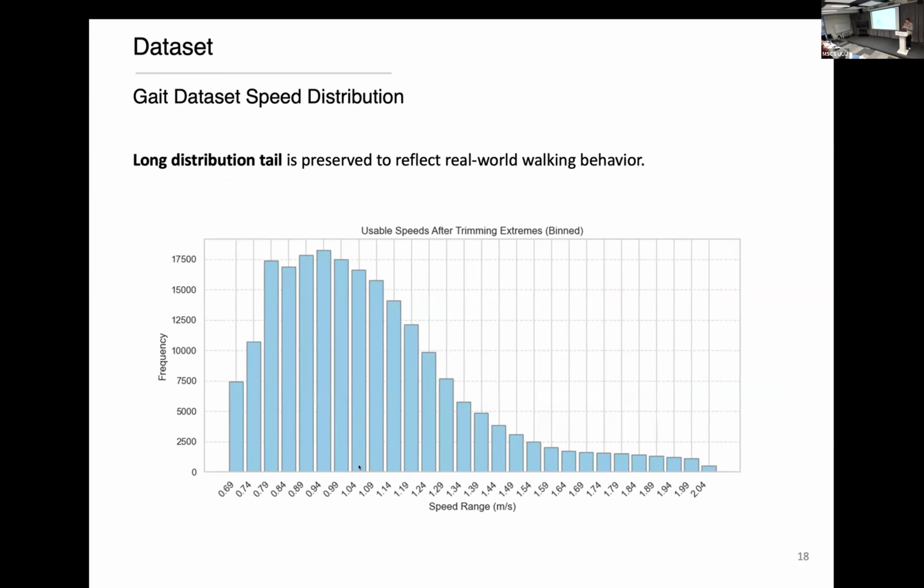Here is the dataset's speed distribution. We have this long tail, and we have this median somewhere between 1.4 and 1.9. Yeah, it's around the average human walking speed, meters per second.